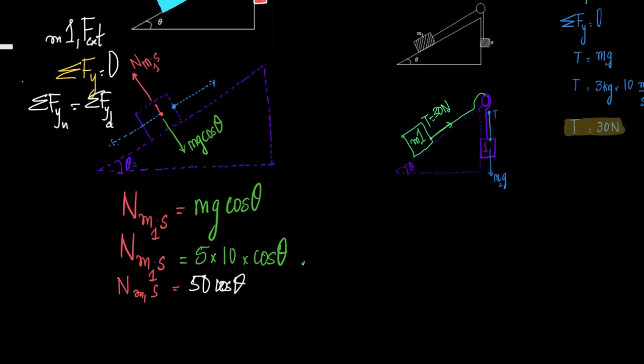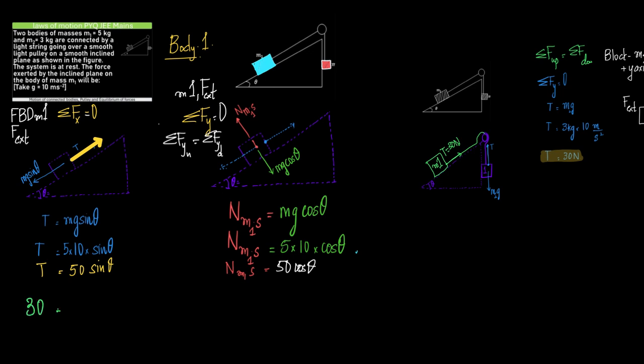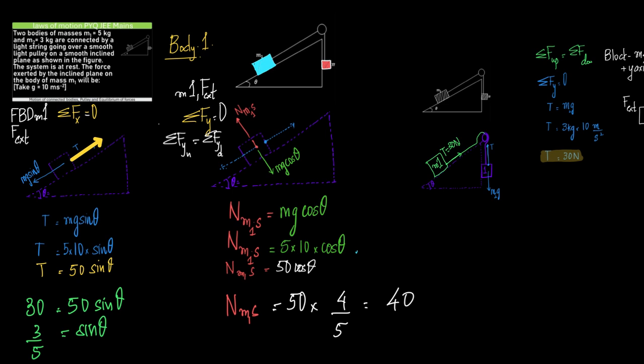Coming back to the first equation, what is T now? T is 30 newtons. So 30 newtons is equal to 50 into sin theta. Therefore sin theta is 3 by 5, and then the normal reaction is equal to 50 into cos theta. Now, if sin theta is 3 by 5, what is cos theta? Cos theta is 4 by 5. Therefore this is equal to 50 by 5, which is 10, times 4, which is 40 newtons. So the force exerted here would be equal to 40 newtons.